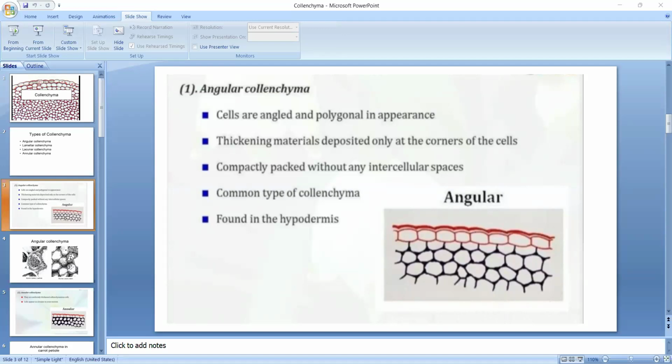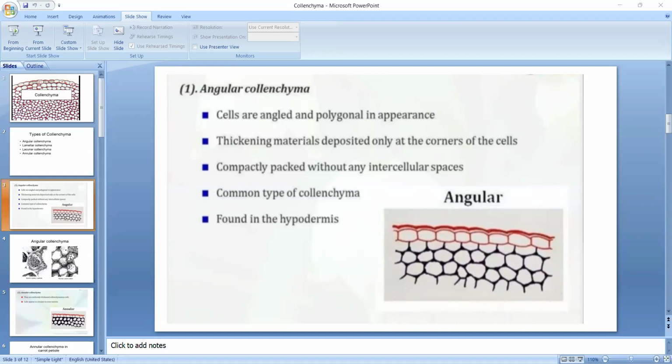So second one, annular collenchyma. We discussed that due to continued thickening of the cell wall, the lumen may look circular. This type is called annular collenchyma. They are uniformly thickened collenchyma cells. Cells appear circular in cross section.